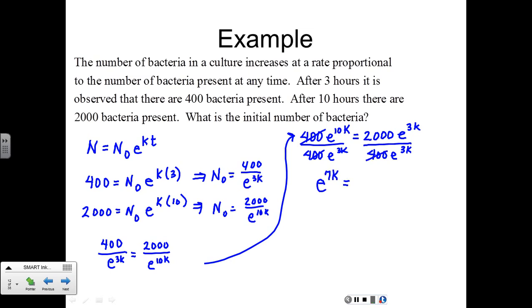$400 into 2,000. Is it just 5? Yeah. Those cancel out. e to the 7k equals 5. How am I going to solve for k? Good job. Natural log both sides. Divide by 7, good. 4 decimal places will be sufficient. ln of 5 divided by 7. Yeah, 0.2299.